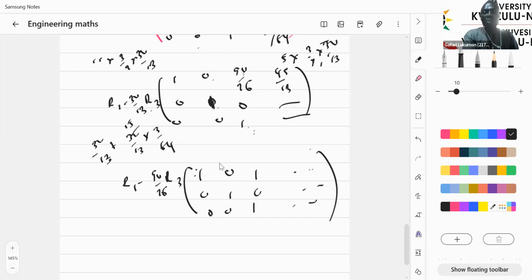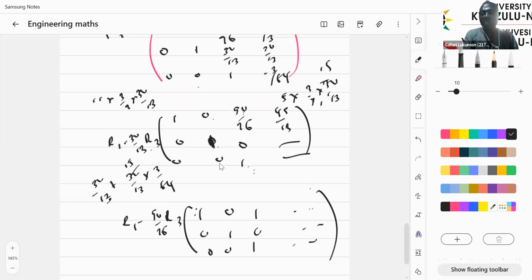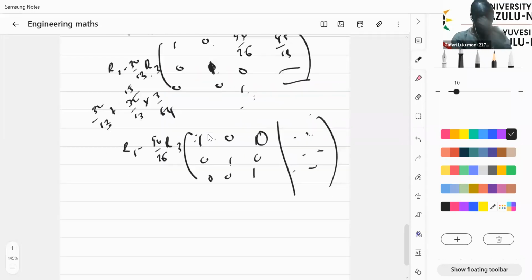Oh, no, but before you do that, this one is not 1 yet. No, this will be 0 because 90 over 26 minus 90 over 26, that is 0, not 1. So then you can say this is your 1, S is equal to this, Y is equal to this, and Z is equal to that. That's how you are going to be doing that.